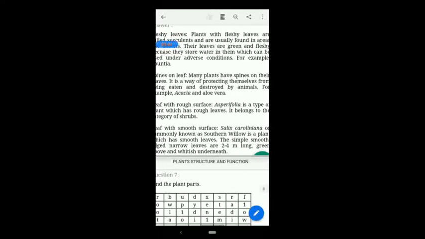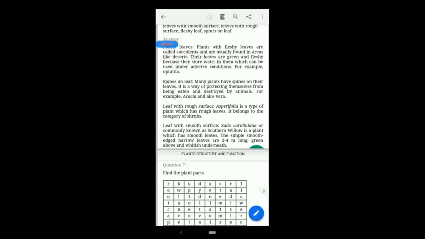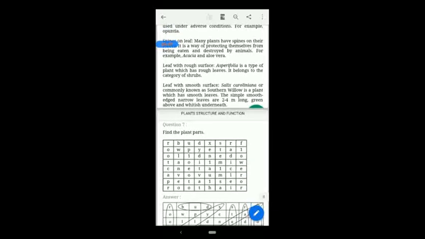Leaf with rough surface is the next point. Asperifolia is the type of plant which has rough leaves. You can Google this name to see the image of it. It belongs to the category of shrub. Shrub is the category of plant whose height is smaller as compared to trees.